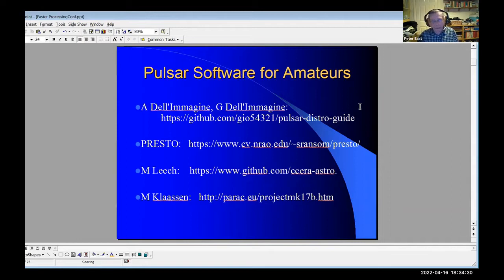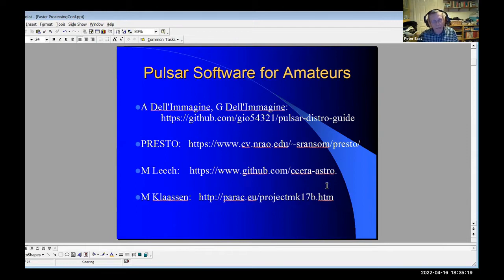Marcus, who we've heard before, has also produced a GNU Radio package, and he's been using that very successfully. Michael Klaassen from Holland has also produced a little software package, and he calls it 3PT. It's available on his website here, and this is a Windows application running in Python, and he's produced a very neat graphical user interface as well.